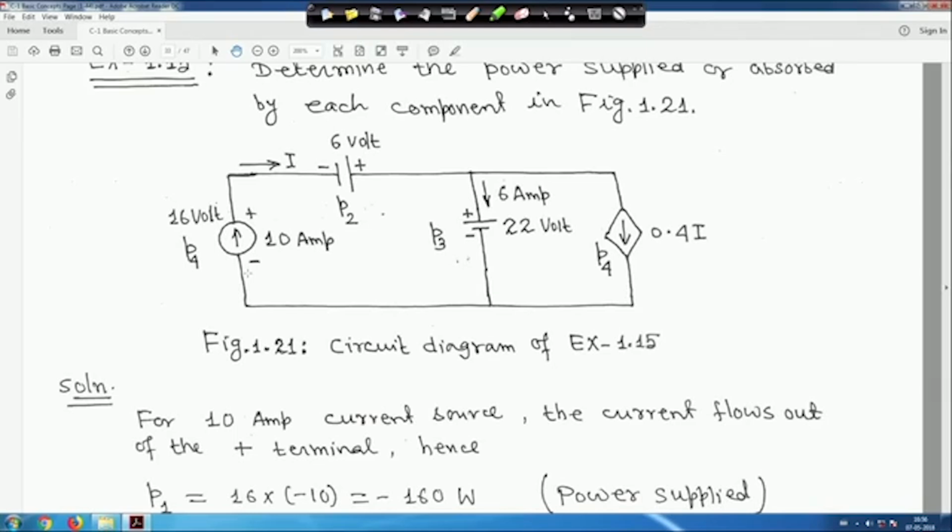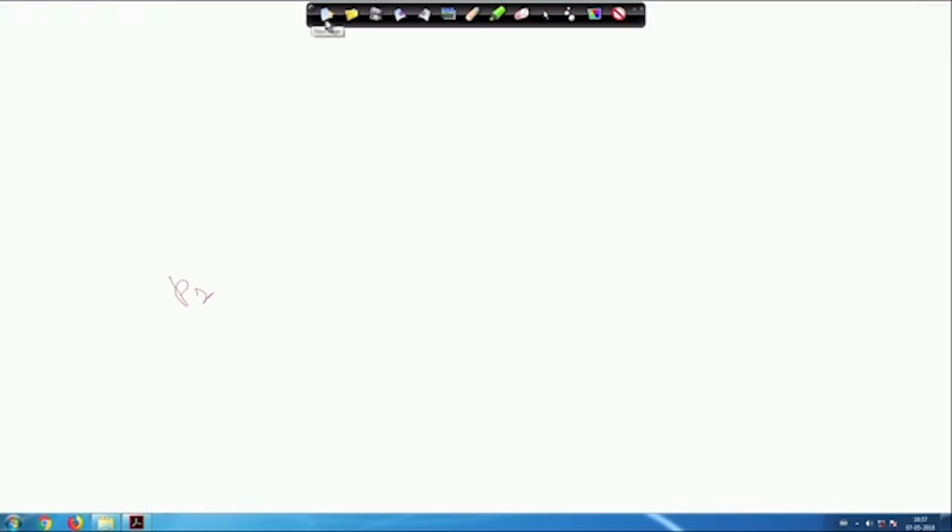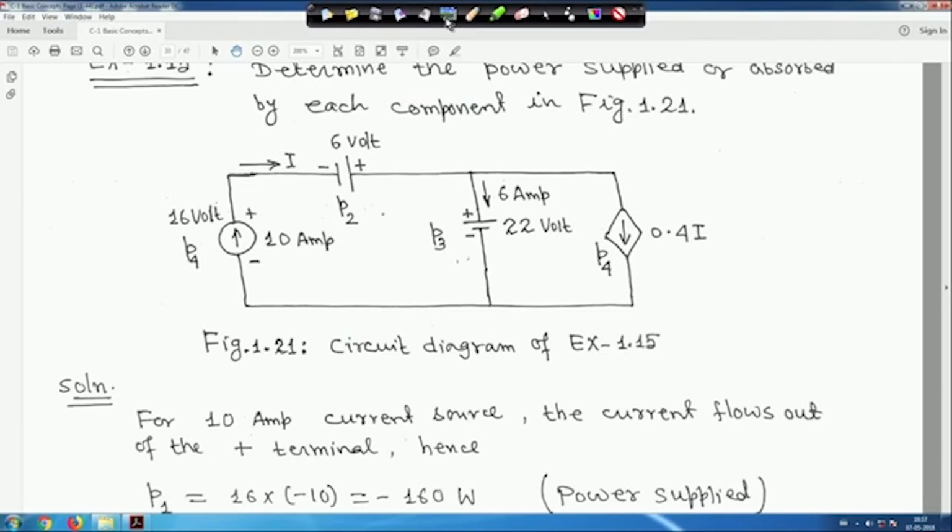So, this is a current source, and the voltage across it is 16 volt. I had overlooked that; it is a current source, this is a voltage source, and this is a dependent current source. Across this the voltage is 16 volt. First you have to find P1, just hold on, let me correct this. This is P1.